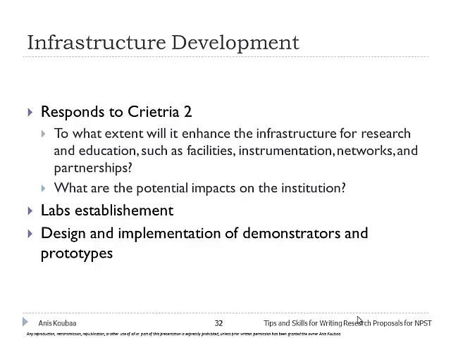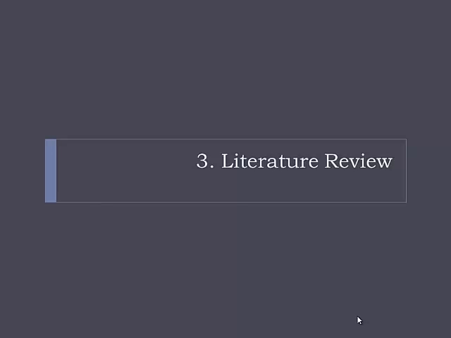But there are potential impacts on the institution. For example, you may say, I will have this budget for buying resources to establish a research lab at the university that can be useful for the students. It can promote teaching through, for example, establishing new courses related to the project. So you can write whatever things are appropriate in this area. You can also plan to design and implement demonstrators and prototypes, which is very important for the university. For example, you can have prototypes on cloud, on sensor networking, on the area of the project. This is about the objective. Any question?